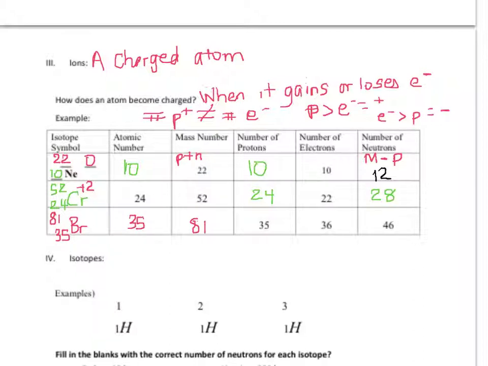Here we have 35 protons, 36 electrons. So we have more electrons than protons, so that means our charge will be negative. But how many more protons than neutrons we have? Or sorry, how many more electrons than protons we have? We have 1. So we can leave it as negative, or we can put negative 1. Doesn't make a difference. Okay.